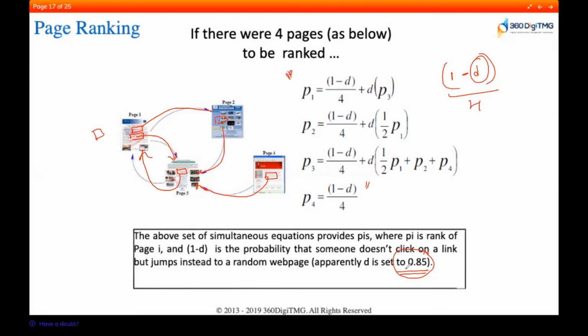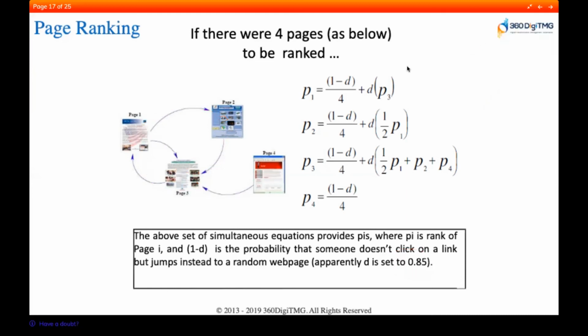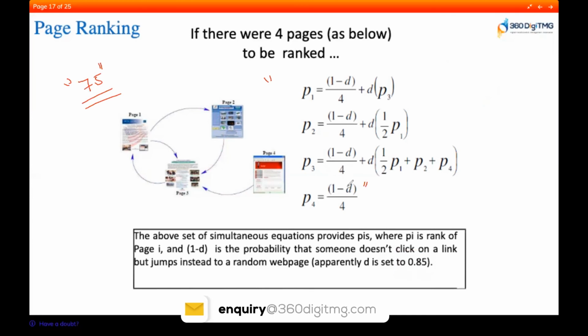So Google will come up with this kind of algorithm. Then 1 minus d is the probability that people will not click on this particular page. Yes, this is the formula that Google uses. Not only these 4, Google has written 75 pages of the same algorithm here. It is based on the same formula, that is P is equal to 1 minus d divided by 4. And this formula changes based on the link processing by these particular pages.